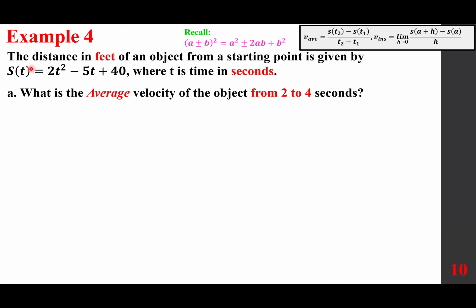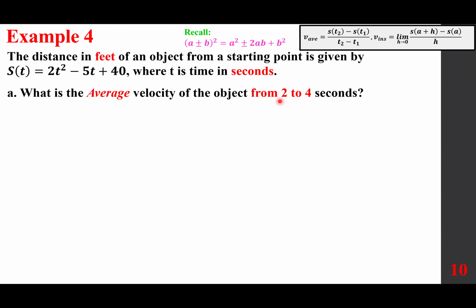The distance in feet of an object from a starting point is given by the function s of t equals 2t squared minus 5t plus 4, where t is time in seconds. What is the average velocity of the object from 2 to 4 seconds? First, basic elementary algebra. The concept of average velocity is total distance over total time. You cover 100 miles over the course of 2 hours, you do 50 miles per hour. That's the meaning of it on the average.